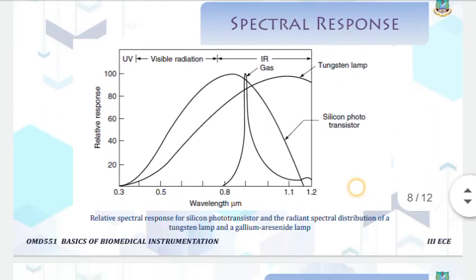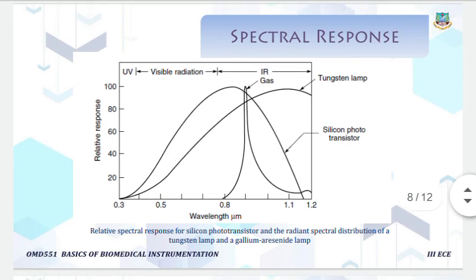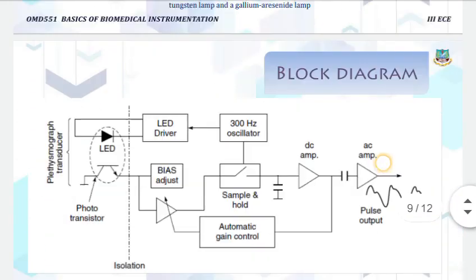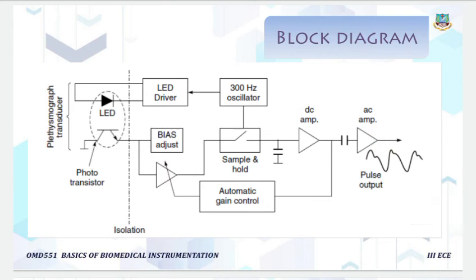This is just the spectral response for the silicon phototransistor and the radiant spectral distribution of a tungsten lamp and a gallium arsenide lamp. This is just the spectral response. This is the block diagram of the pulse rate measurement.